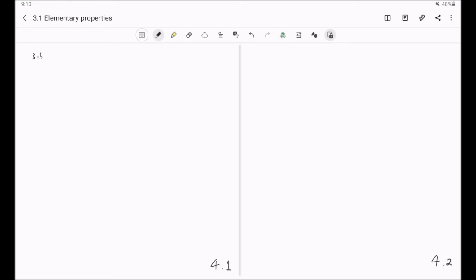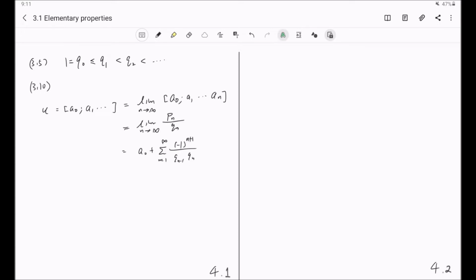3.5 says we have the inequalities 1 equal to Q0, which is less than or equal to Q1, less than or equal to Q2, all the way. And 3.10 tells us that we have this convergence of infinite continued fractions. And now we make the following claim.